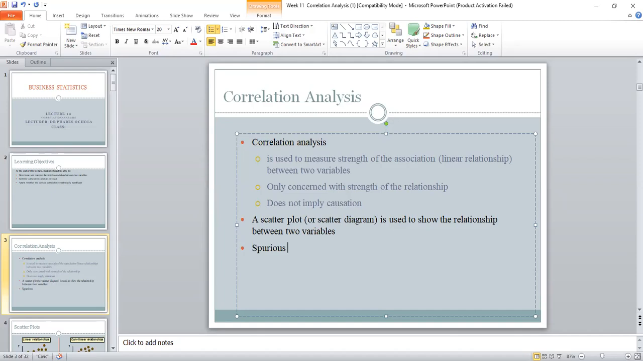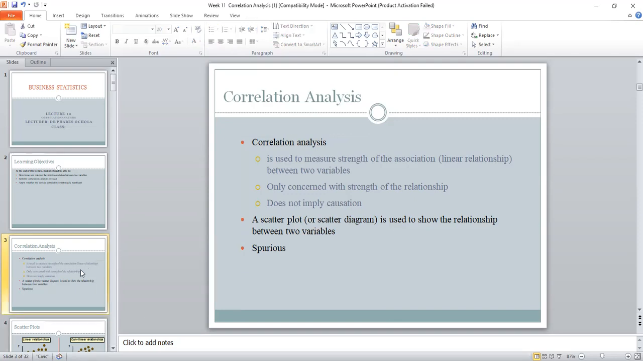Direction and strength. So there are two ways of measuring the correlation in terms of those two parameters. Number one is to use what is called a scatter plot. I showed you scatter plots where you can draw them.